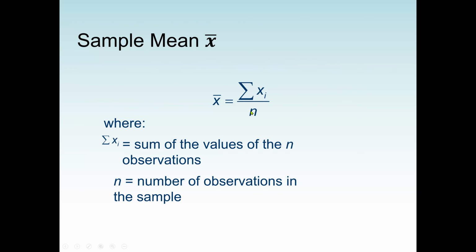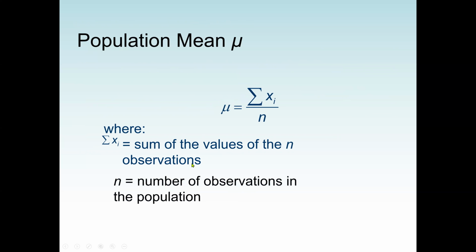So if I have a data set of 10 values, I will add all 10 values, then divide by 10. So n represents the number of observations in the sample, that is the sample size, and the sigma x i is the sum of all the values of the n observations. The population mean is the same. The only thing that changes is the symbol, which is mu. We add all the values of the population, then divide by the population size.